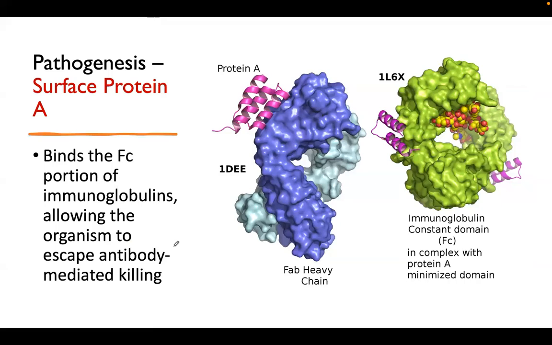Next, another thing lifted from the mother book for the pathogenesis of Staph aureus is the presence of surface protein A. This surface protein A is responsible for binding to the Fc portion of the immunoglobulins. Once it is bound to the immunoglobulin, it allows the organism to escape antibody-mediated killing.